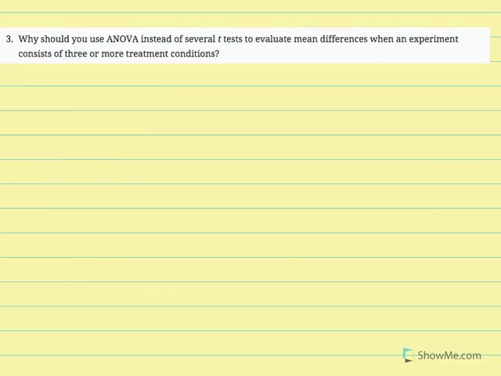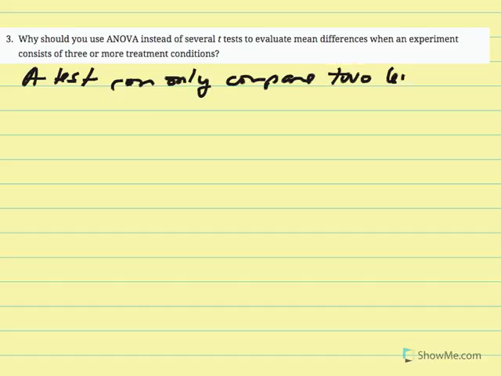Number three, why should you use ANOVA instead of several t-tests to evaluate mean differences when an experiment consists of three or more treatment conditions? First of all, a t-test can only compare two levels or conditions per test. So if we have those who receive the drug versus those who don't, then a t-test would be appropriate.